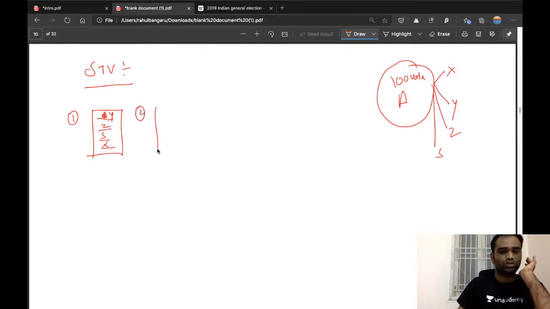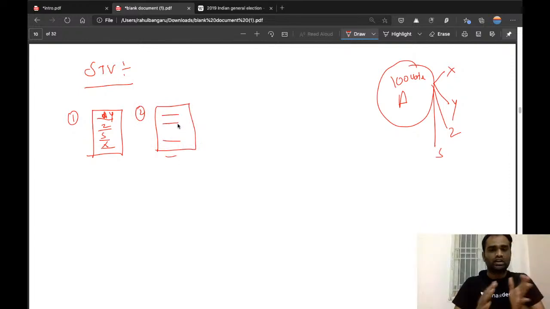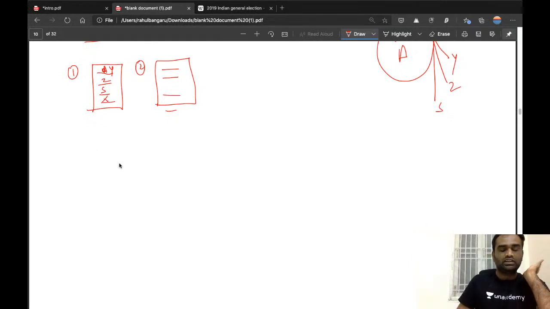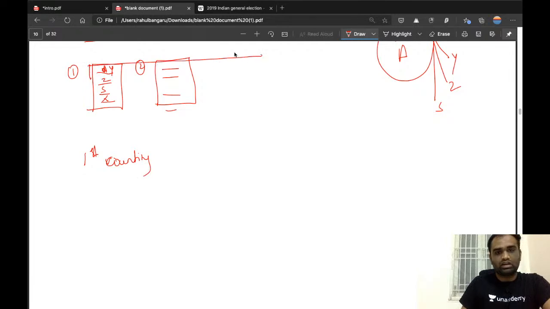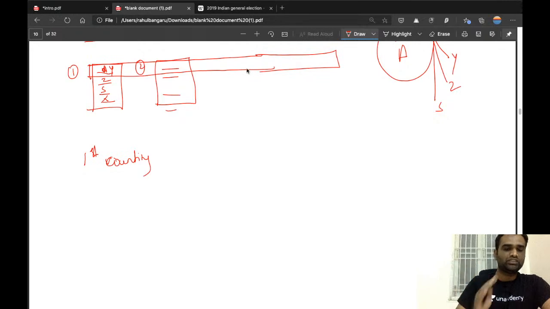The second voter will also be given a ballot paper. Here also he has to mark his preference, and so on and so forth. For 100 voters, this ballot paper will be given, and all these 100 voters have to mark their preference. Now in single transferable vote, there will be a series of countings. In the first counting, they will count the first preference votes of all the ballot papers.